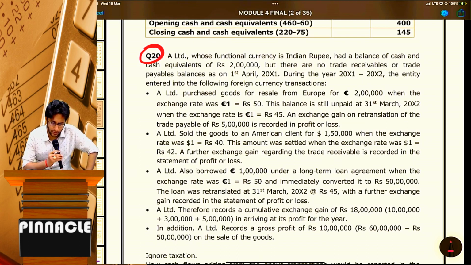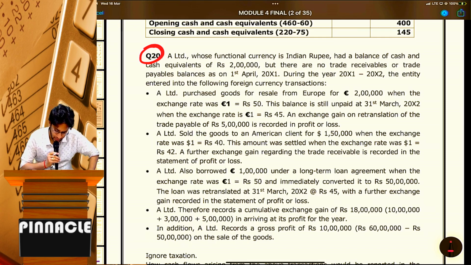A Limited, so this is a transaction, sir. Second transaction. A Limited sold the goods to an American client for $150,000 when the exchange rate was 40. The amount was settled when the exchange rate was $1 equal to 42. It is settled, sir, not unsettled, realized. A further exchange gain regarding the trade receivable is recognized in P&L. How much gain is this? 2 rupees per dollar into 1,50,000. So totally it will be 3 lakhs.